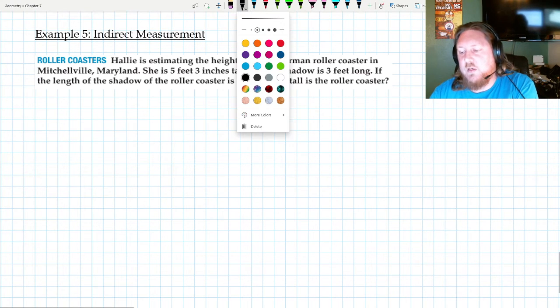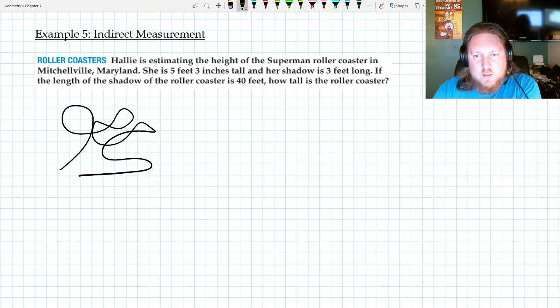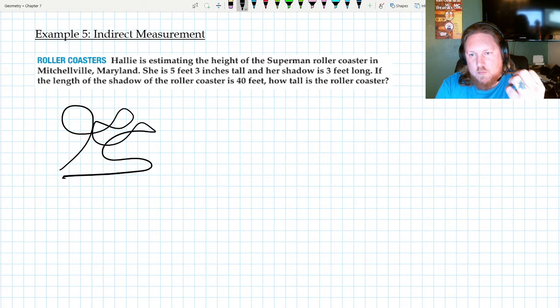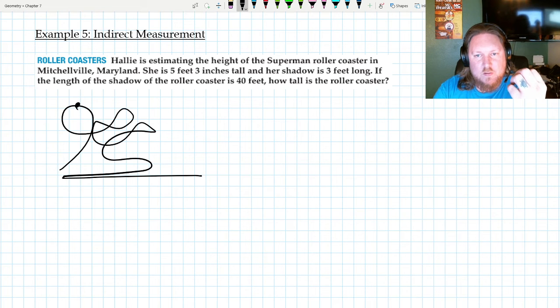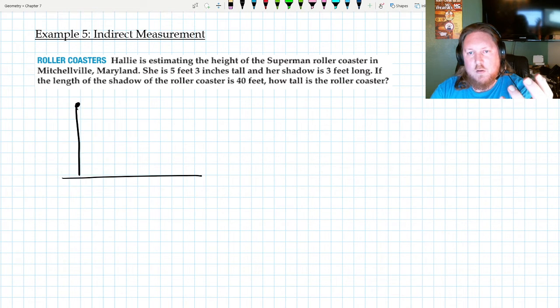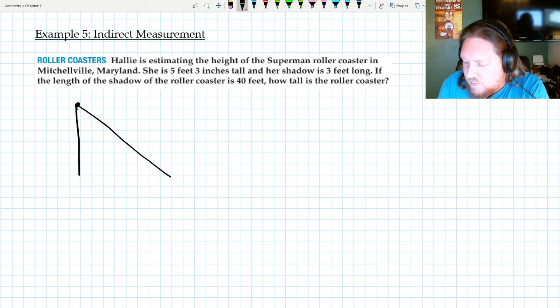Well, first here, this is what's going on. You've got this big crazy roller coaster. I don't even know what it looks like, right? You can simplify it down and assume that when it's casting a shadow, the shadow is being cast from the highest point. So ignore all the crazy stuff that's happening in it. You only care about the highest point. And guess what? That makes you a triangle right there. So here's my triangle for the roller coaster.